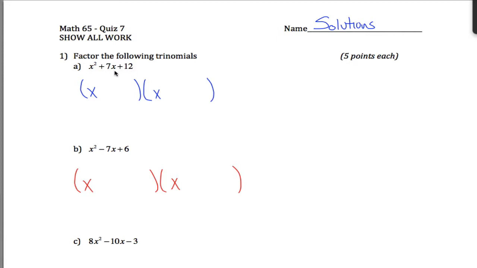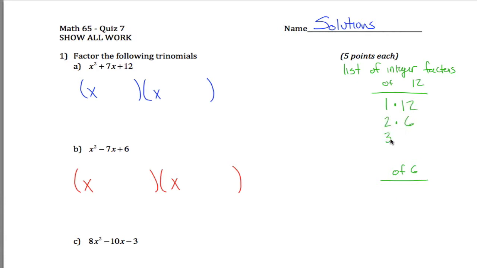Okay, so what about the rest of the terms? How am I going to make sure I end up with the 7x and a 12? Well, there's kind of a trick for that. And the idea is, first, don't worry about the 7x. First, just look at this 12 and come up with a list of integer factors of the number 12 in this case. So what I'm saying is come up with numbers that when you multiply them together you get 12 and focus on the whole numbers, integers. Okay, let's come up with the list. 1 times 12, 2 times 6, and 3 times 4.